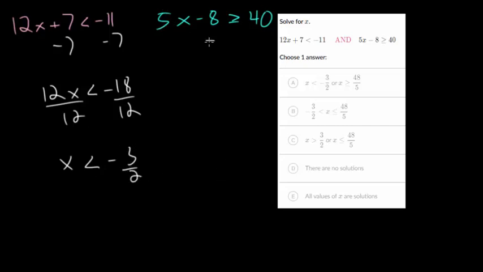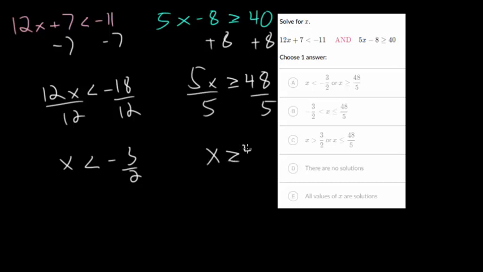And over here, we have to add 8 on each side. And so you get 5x bigger than or equal to 48. And then dividing by 5 here, you get x is bigger than or equal to 48/5, which, again, we looked at above. This is just 9.6.